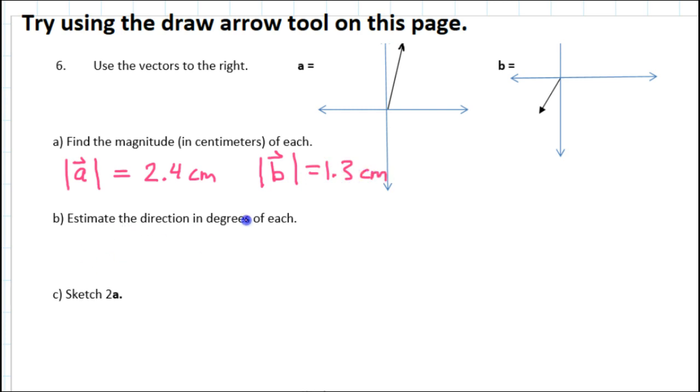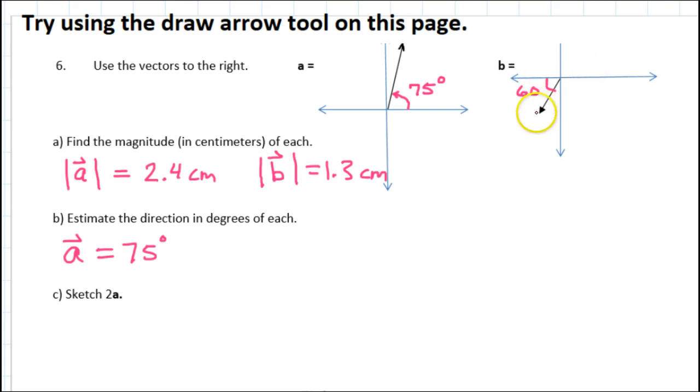Okay, now to estimate the direction in degrees, in each case we are just measuring the angle. I can't show this on the screen, but you need to take a protractor and just measure this angle. Now I've done that, and for vector A, this angle is about 75 degrees. For vector B, I measured this angle with my protractor, and that was about 60 degrees.